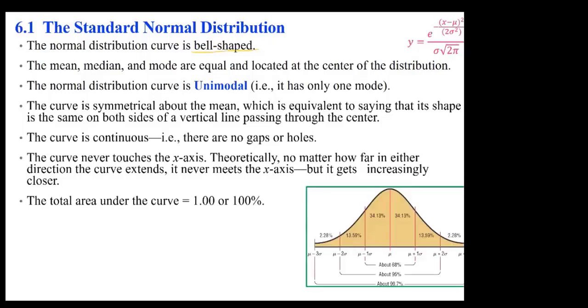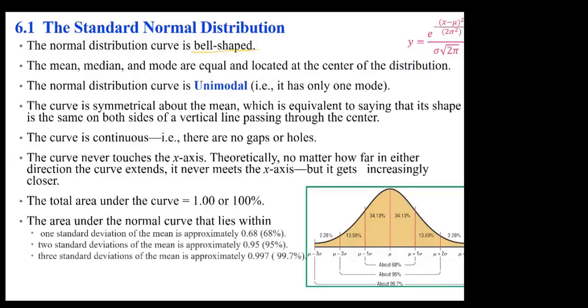Finally, the empirical rule that we discussed. When we start from the mean, we go one standard deviation away on each side. It covers 68% of the data. 2 standard deviations away covers 95%. And 3 standard deviations away covers almost everything, which is 99.7%. That's important to see.